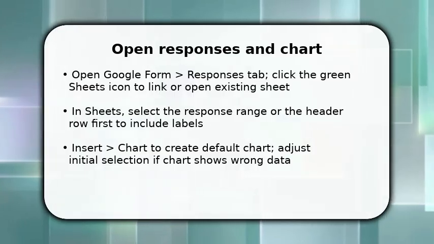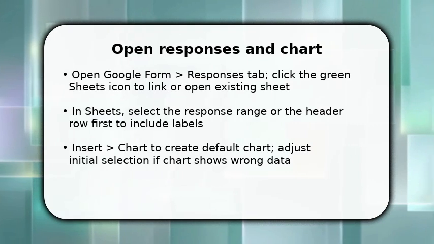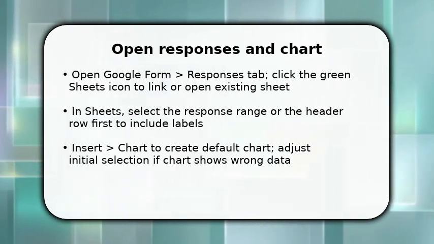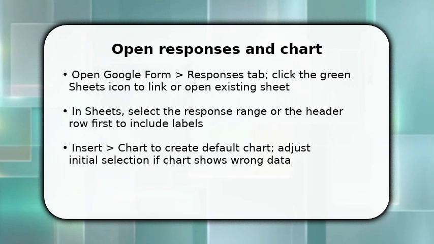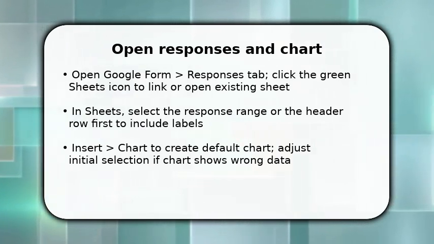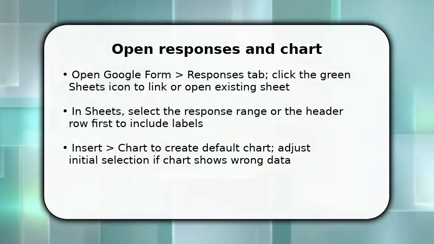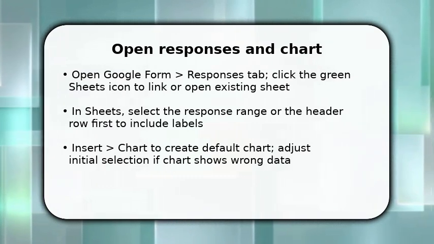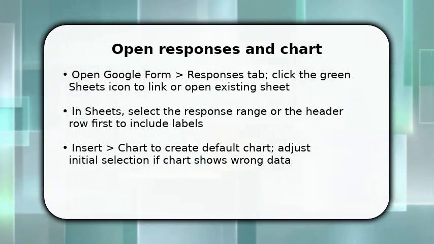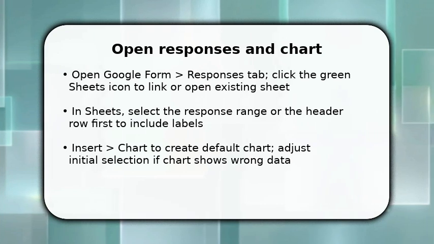You start by opening responses in your Google form and sending the data to Sheets because editing charts happens there. Once done, select the exact response range you want visualized, including headers for labels. Make sure the sheet includes timestamps or question columns you need.